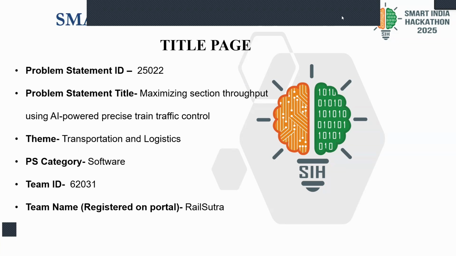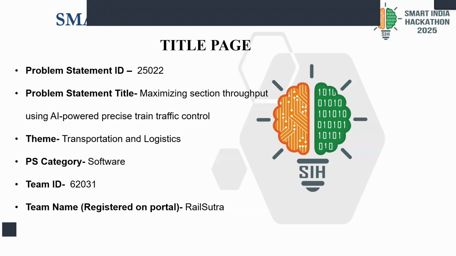The problem we took was how do we use AI to precisely control traffic and maximize the number of trains that can run on a section of track. In simple terms, we are solving the headache of delays, bottlenecks, and the stress of managing a complex real time railway network.